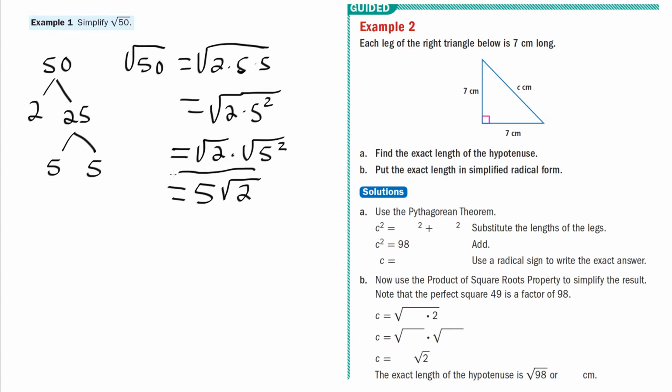Now let's take a look at our guided example 2. Guided example 2 asks you, for the triangle here, to find the exact length of the hypotenuse, and then put the exact length in simplified radical form. So we use the Pythagorean theorem to say that c squared is equal to 7 squared plus 7 squared. So 49 plus 49 is 98. Use the radical sign to write the exact answer.